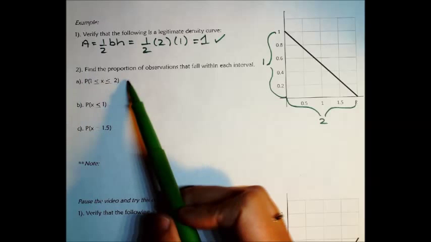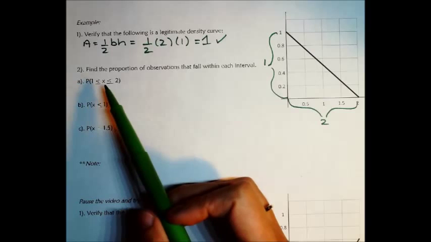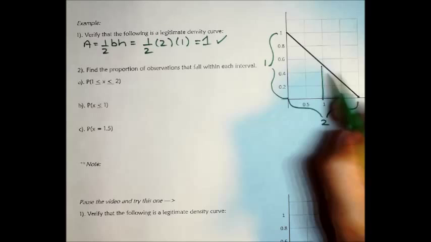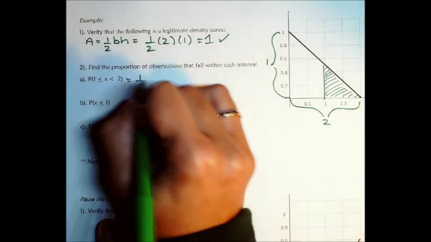So this is telling us that we're looking for the probability or the area. They both mean the same thing. So between 1 and 2, here's 1, here's 2. So essentially we're looking for this area right here, another triangle. So same process, 1/2 base times height.